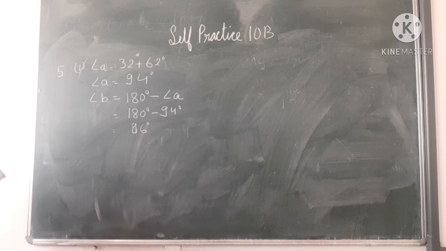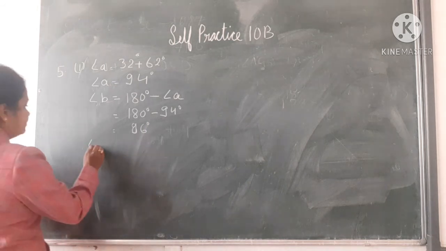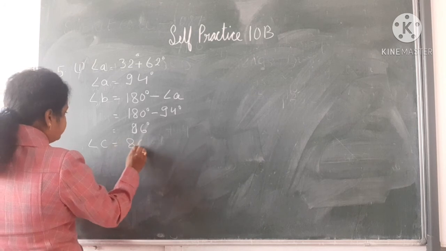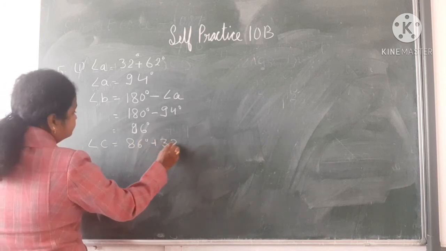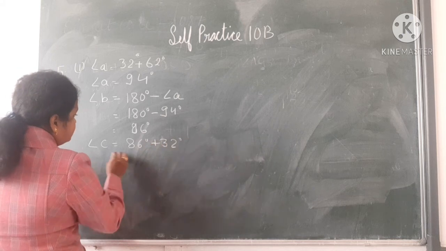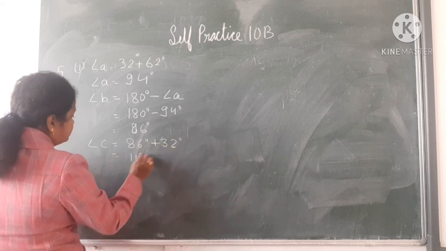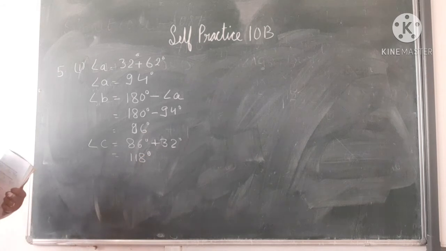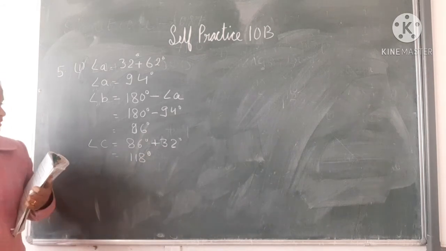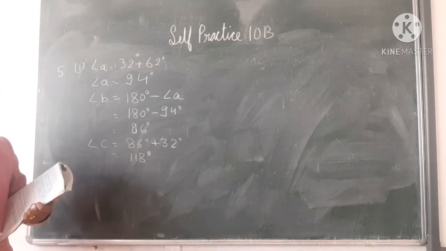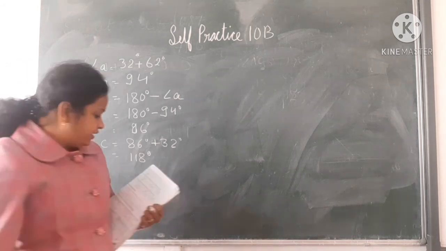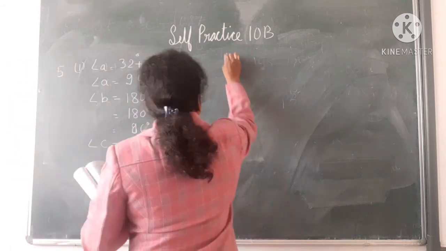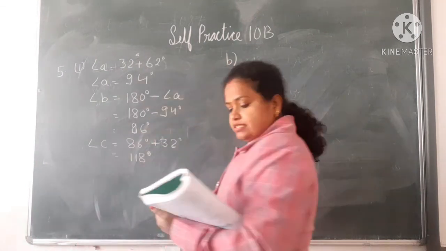What is angle A? 94 degree. Angle B is 86 degree. And what will be angle C? 86 degree plus 32 degree. So 8 and 8, 16 plus 3, 19. So how much you will get? 118 degree. Okay. The angle A is 94, angle B 86 degree, and angle C is 118 degree. Now see B part. What is there in B?